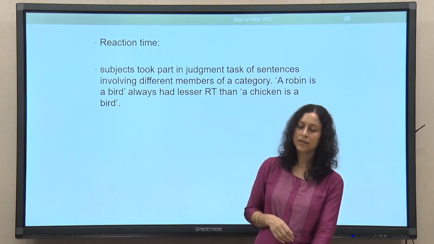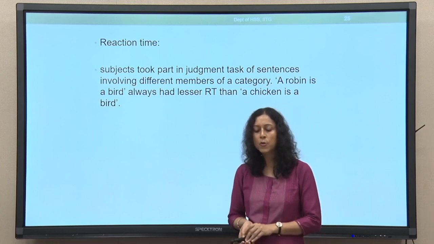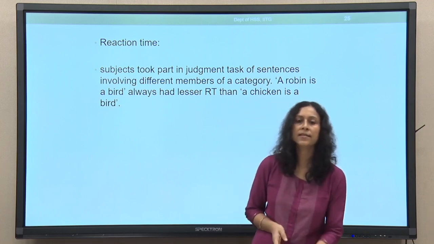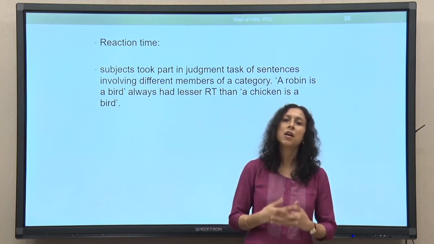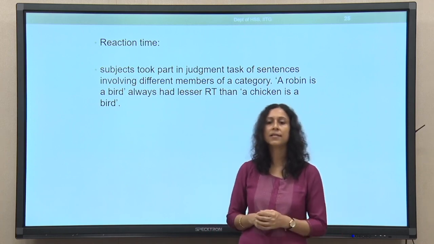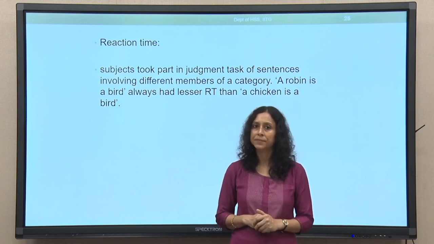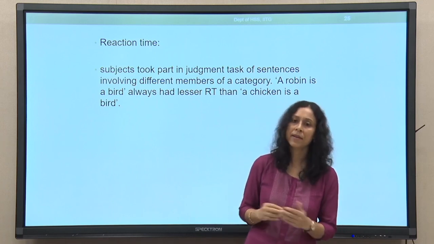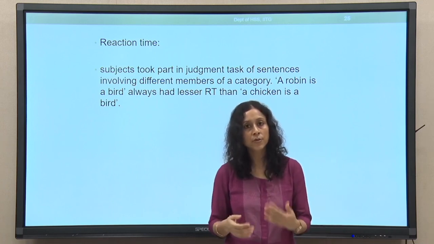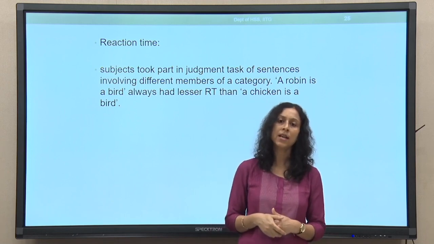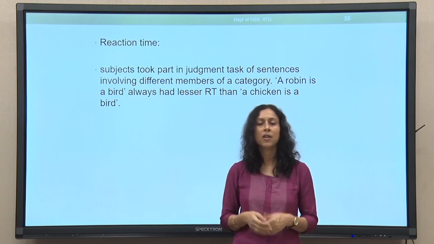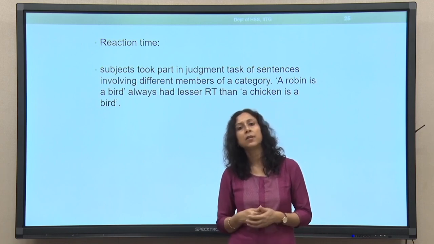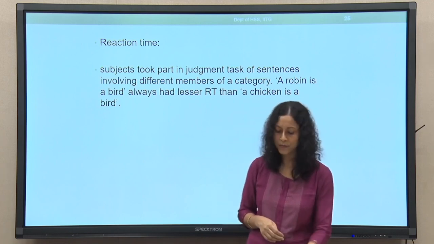So, this is the study she carried out. Subjects took part in a judgment task of sentences involving different members of a category. The sentences remained more or less the same. This was a matrix sentence, a robin is a bird. Then the same matrix sentence would also include a different member of the category, a chicken is a bird. It is as simple as that. So, you read a robin is a bird, and then you read a chicken is a bird, an emu is a bird, and so on and so forth.